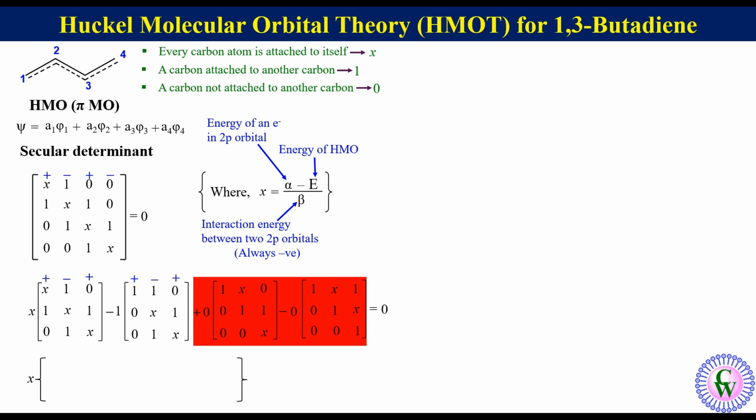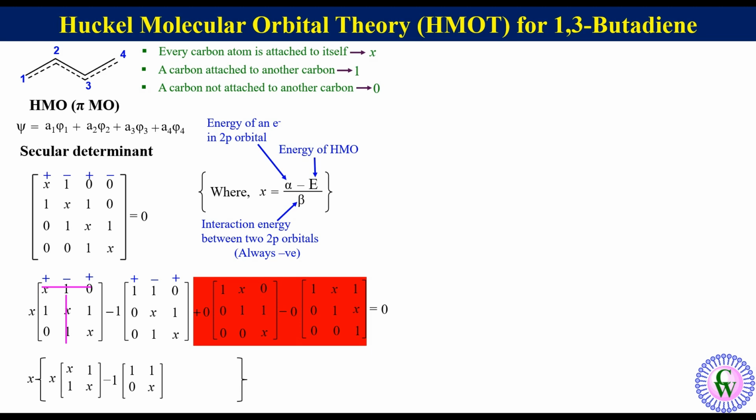X multiplied by 2 into 2 matrix formed by ignoring figures in front of X, which will be X1, 1X. The second place is negative and there is 1. So write minus 1 and multiply it with 2 into 2 matrix formed by ignoring figures in front of 1. So it will be 1, 1, 0x.